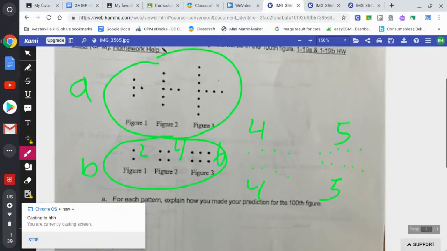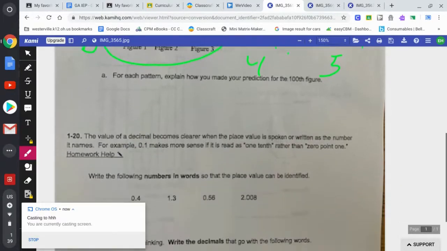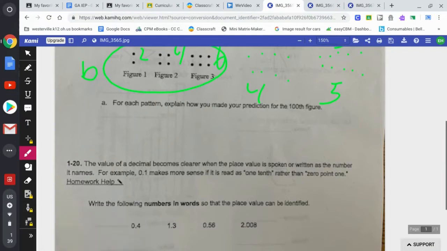All right, so we're going to have to go down to, for each pattern, explain how you know. So again, you have to explain. For B, I could write: the pattern is adding 2 dots each figure.